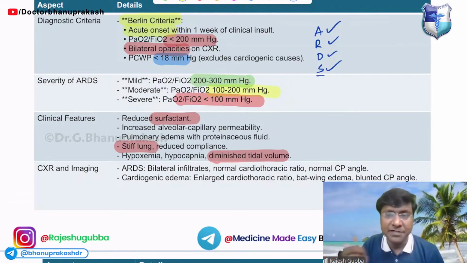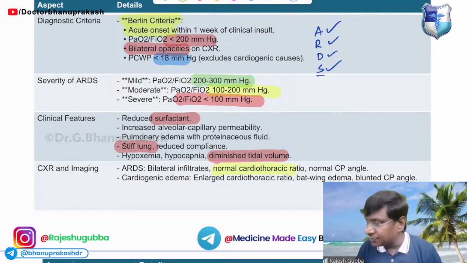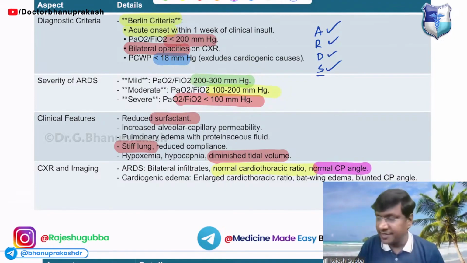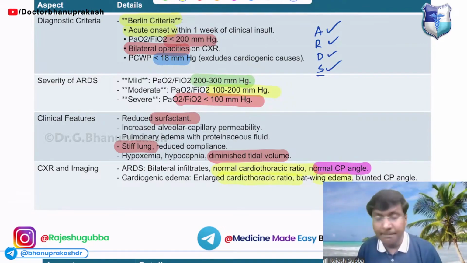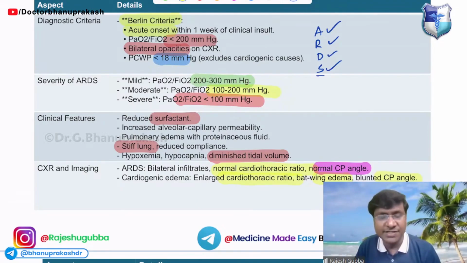Then how will you differentiate it from cardiogenic pulmonary edema? Because ARDS is non-cardiogenic, right? You take the cardiothoracic ratio. There will be a normal cardiothoracic ratio and a normal costophrenic angle. Whereas in cardiogenic pulmonary edema, it is exactly the reverse. There will be an increased cardiothoracic ratio, there will be batwing pulmonary edema, and there will be blunting of the costophrenic angle. That is what you will observe in the chest X-ray.